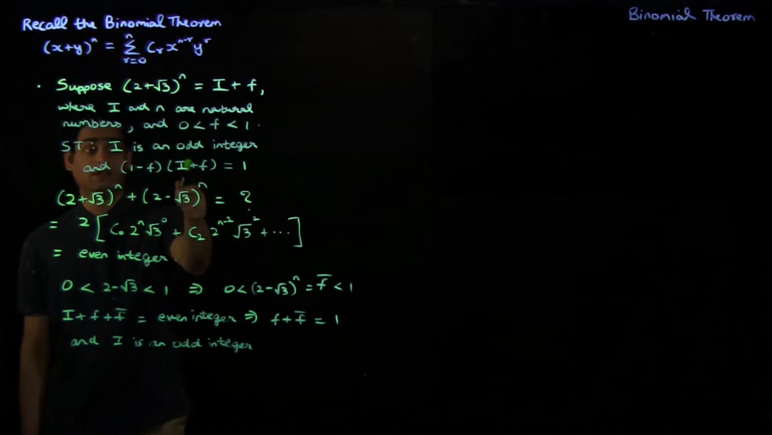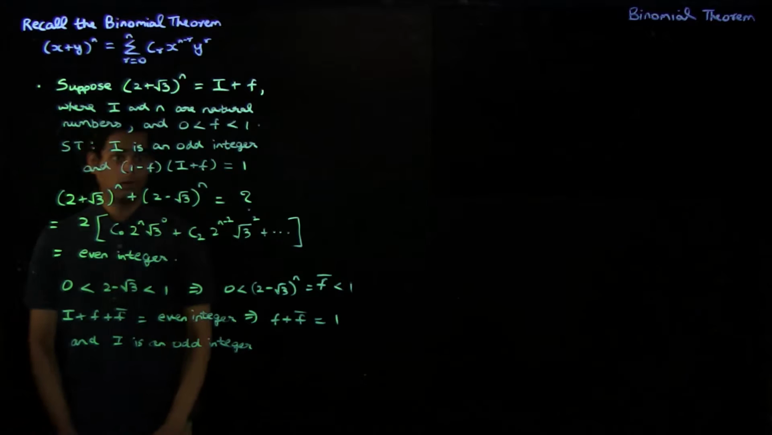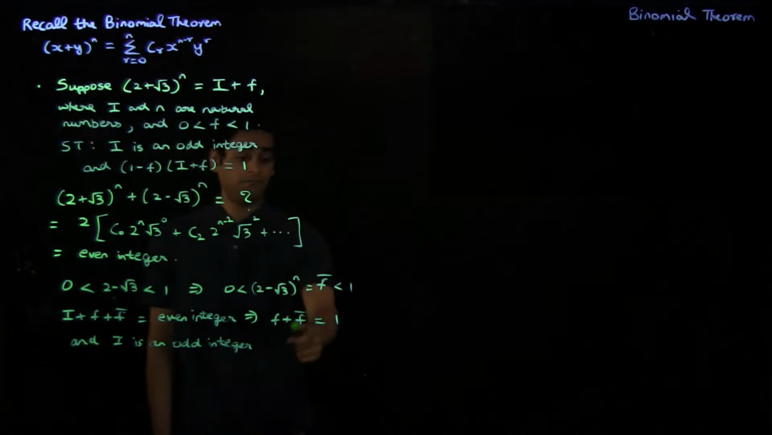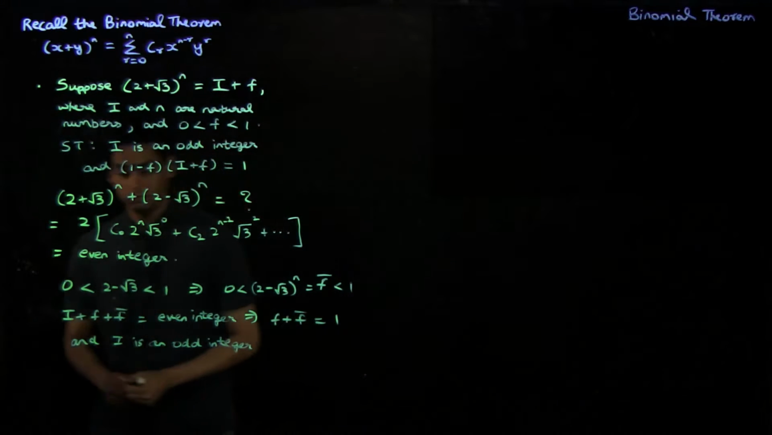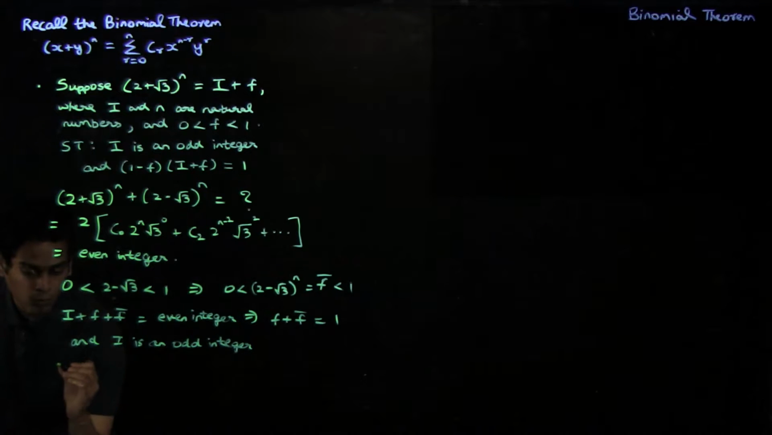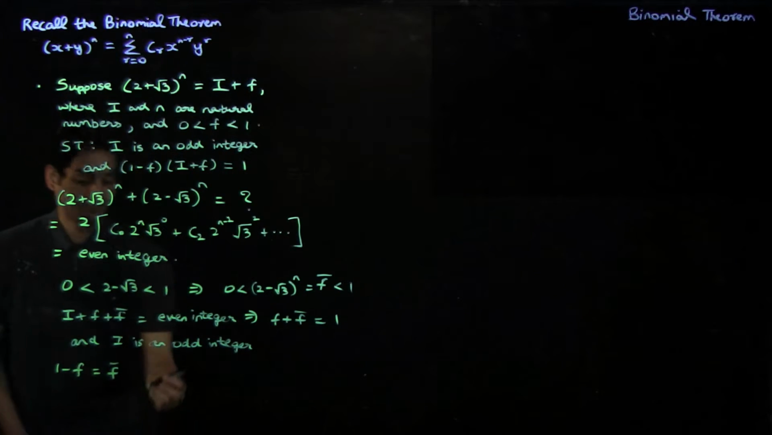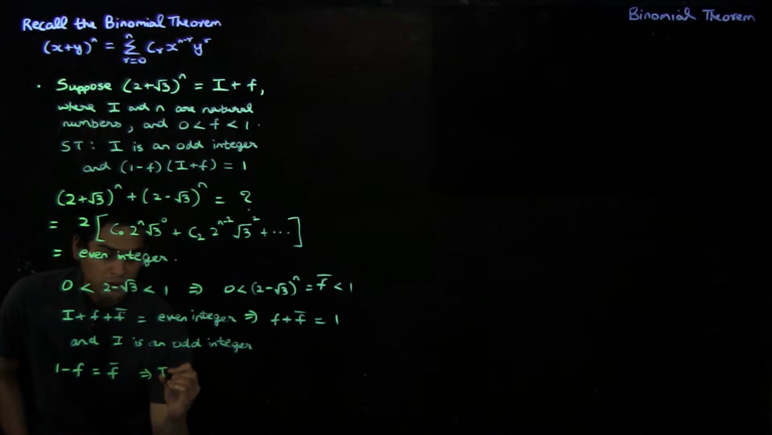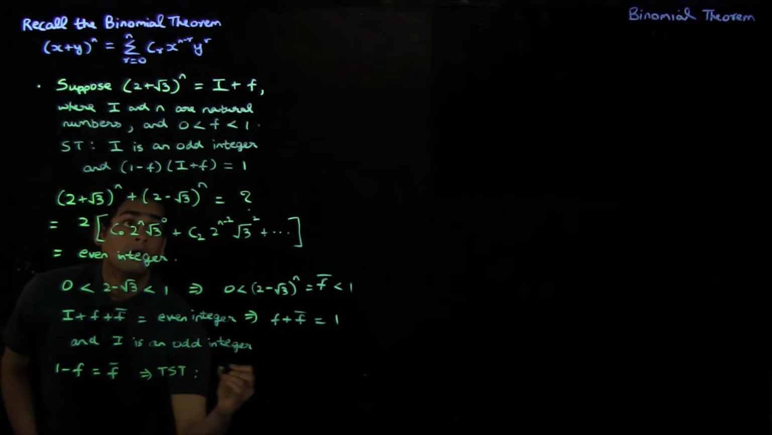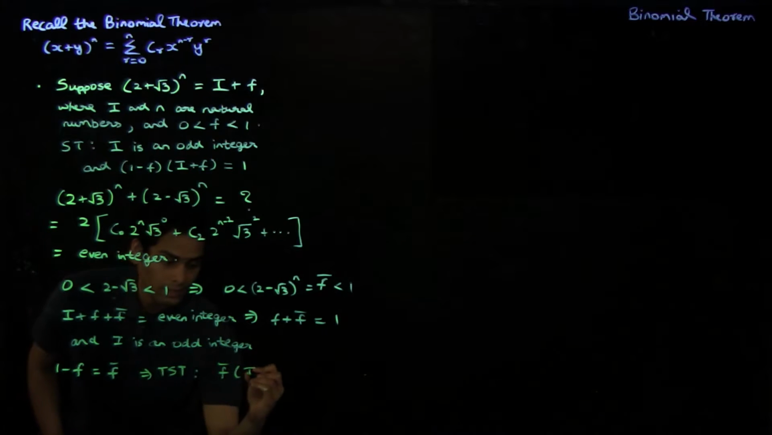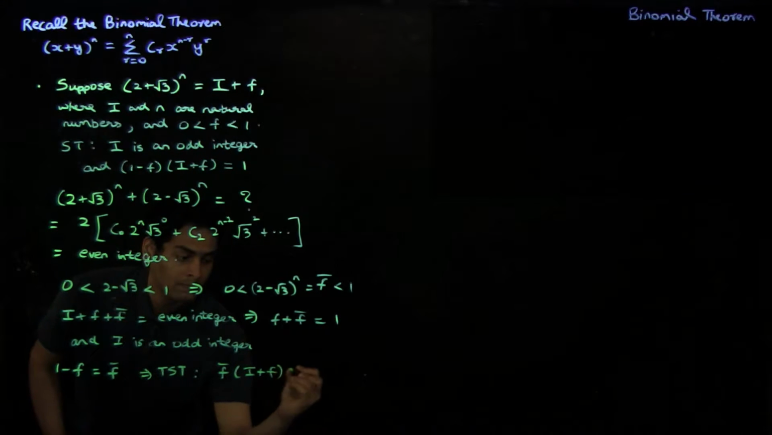It says that (1 minus f) times (I plus f) equals 1. But notice that we've derived that f plus f bar equals 1, and so this implies 1 minus f is nothing but f bar, which implies we want to show that f bar times (I plus f) equals 1.